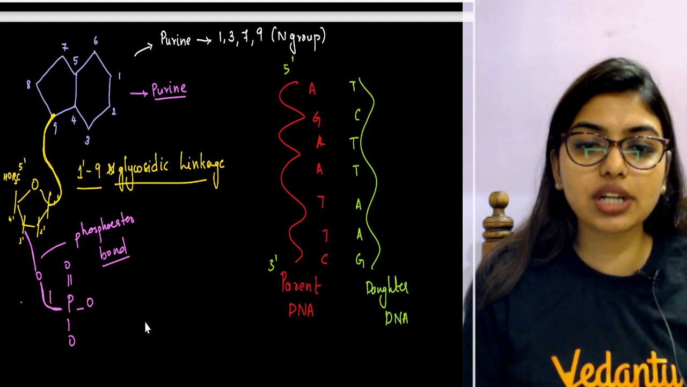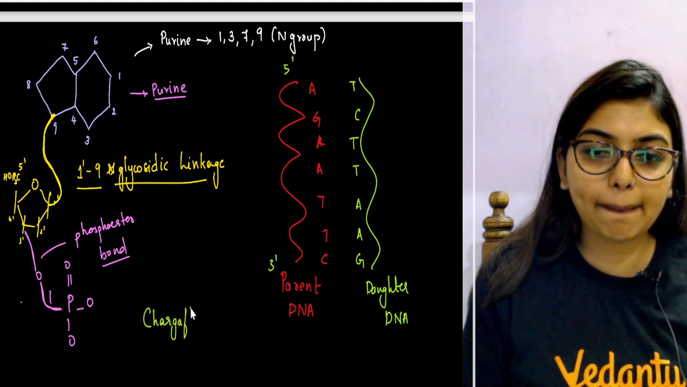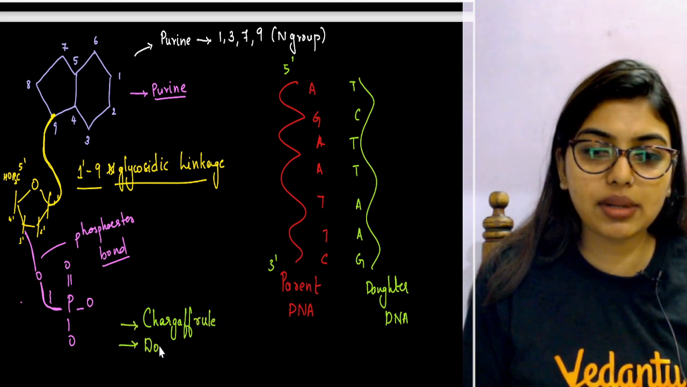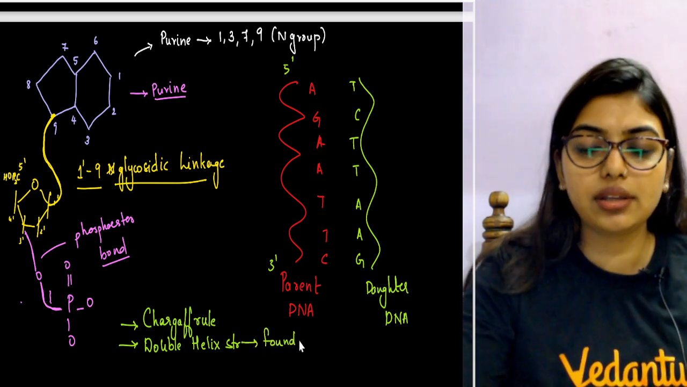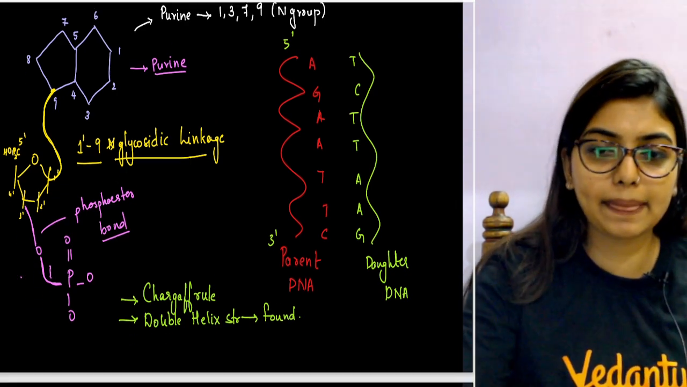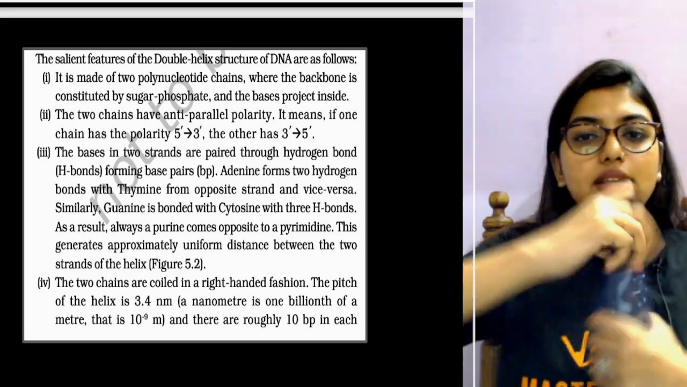So what all did you study, students? You learned about Chargaff rule, very important. You learned about how the double helical structure is found. Now the salient features of double helical structure of DNA.